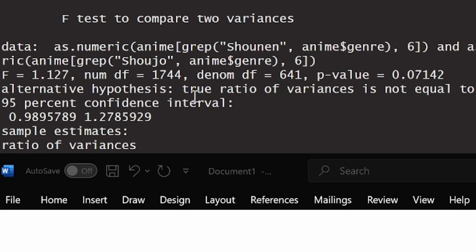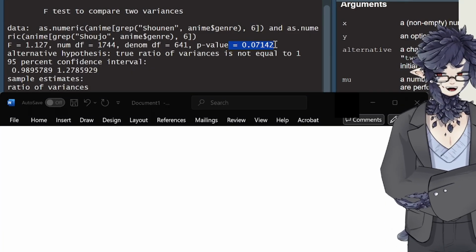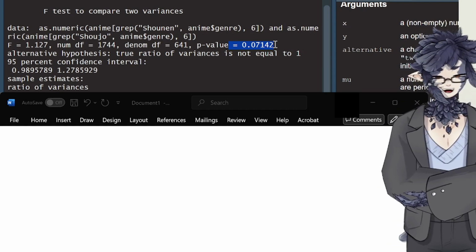Here's our test for equal variances. And if we just skip straight to the p-value, we can see that that is greater than our alpha level. It's greater than 0.05, we fail to reject the null, which means that we can treat it as if our variances are equal. We have not violated the assumption of the t-test. We don't need to do a Welch correction.